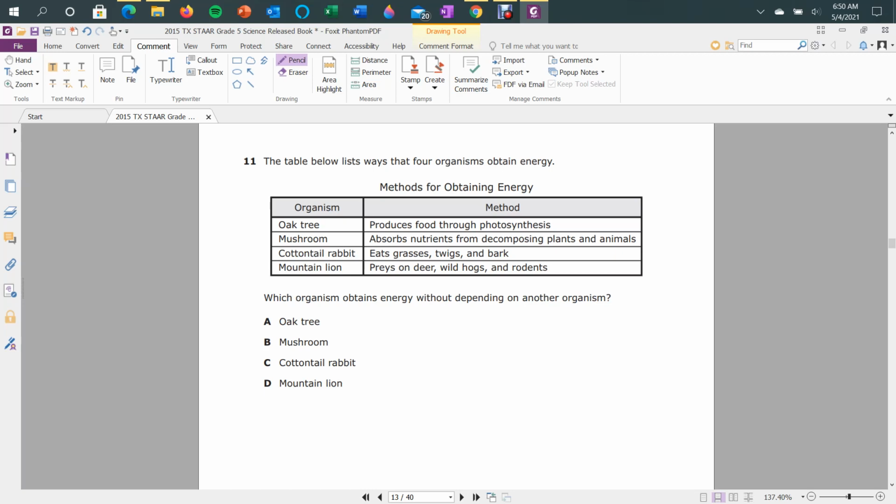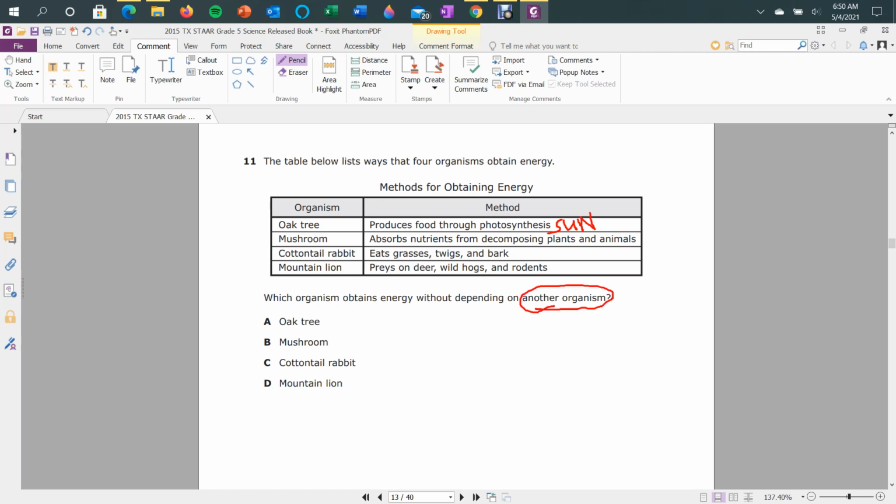The table below lists ways that 4 organisms obtain energy. All right? Which organism obtains energy without depending on another organism? So the oak tree produces food through photosynthesis. Does it need another organism? No, it only needs the sun. That's not really an organism. That's a celestial thing. Okay? It says another organism, right?